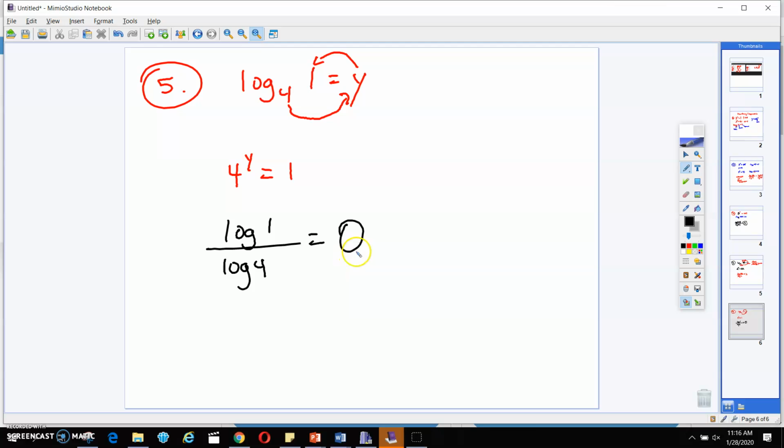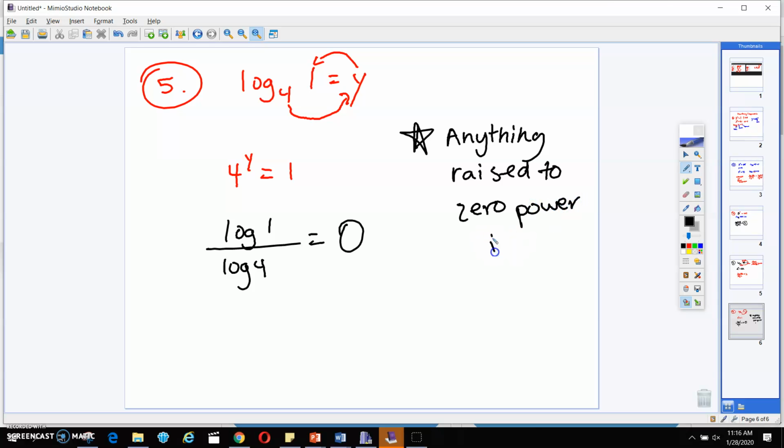0. And we also know that anything raised to the 0 power is 1. I don't know why I wrote is equal to 1, but there it is. Okay? That is an exponent rule that you need to know. Anything raised to the 0 power equals 1. Anything raised to the 0 power equals what? Oh, okay. So, make sure that you know that.